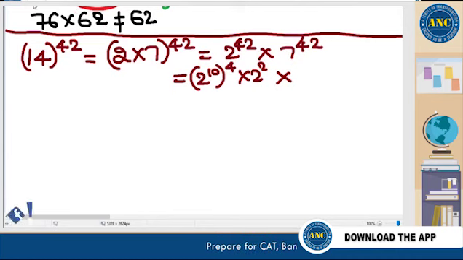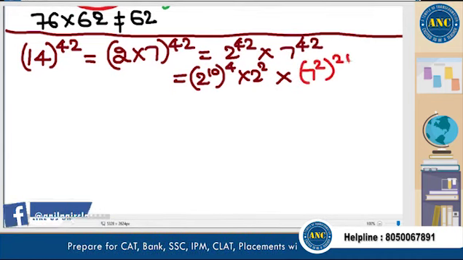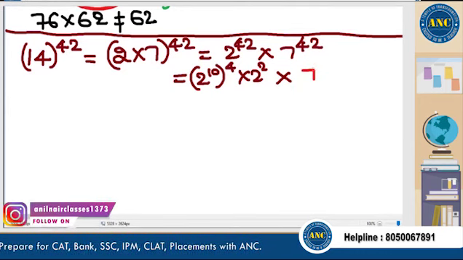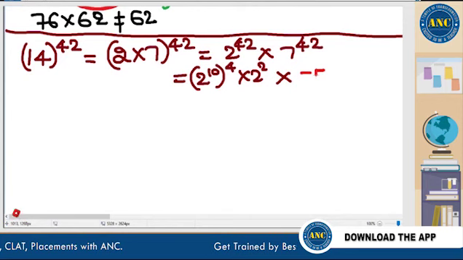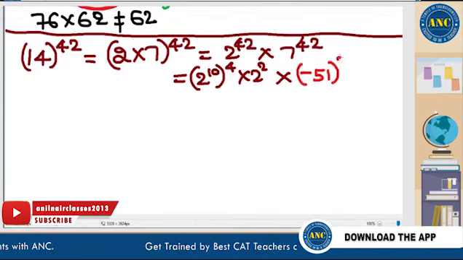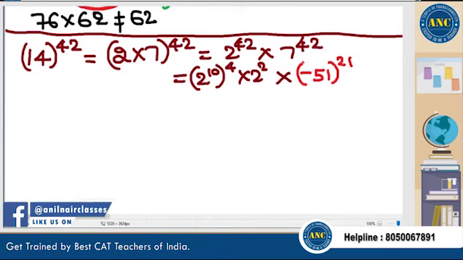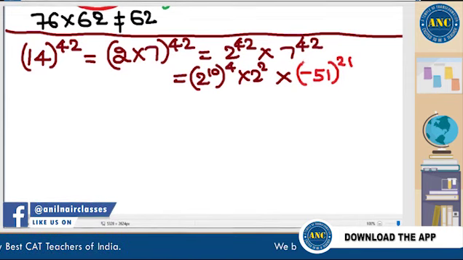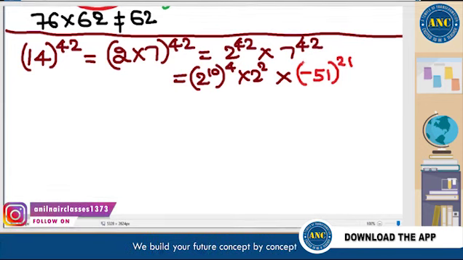7 power 42. Make use of type 3. 7 square power 21. 7 square I will directly write as 49, sir. 49 also I will directly write with negative remainder as minus 51. I hope you will understand this, right? 7 power 42 I can write as 7 square power 21. 7 square is 49. 49 is type 2. 49 negative remainder is minus 51.